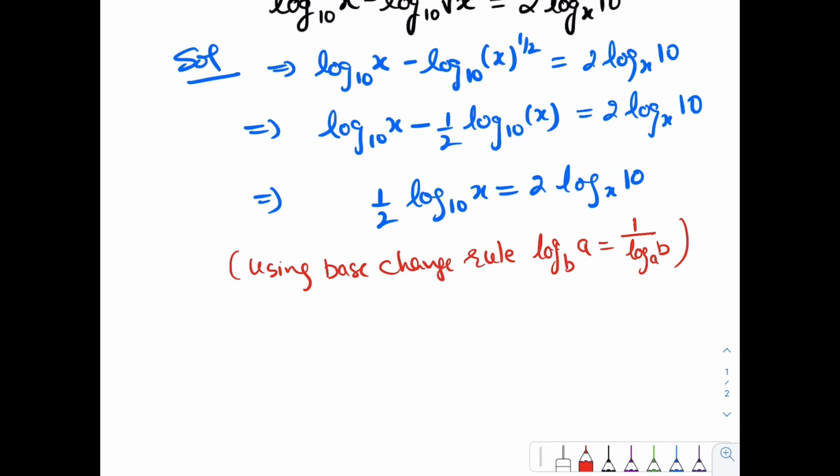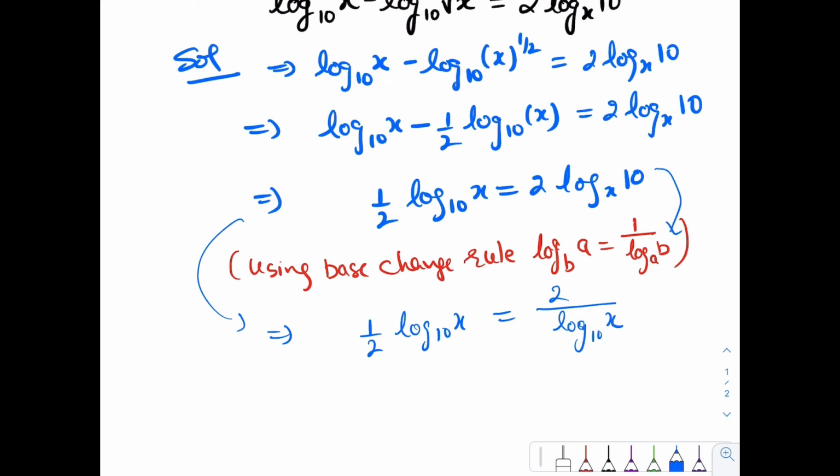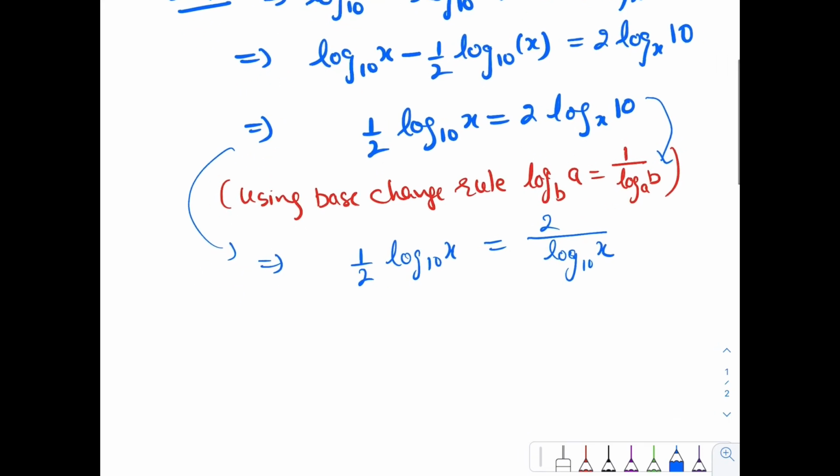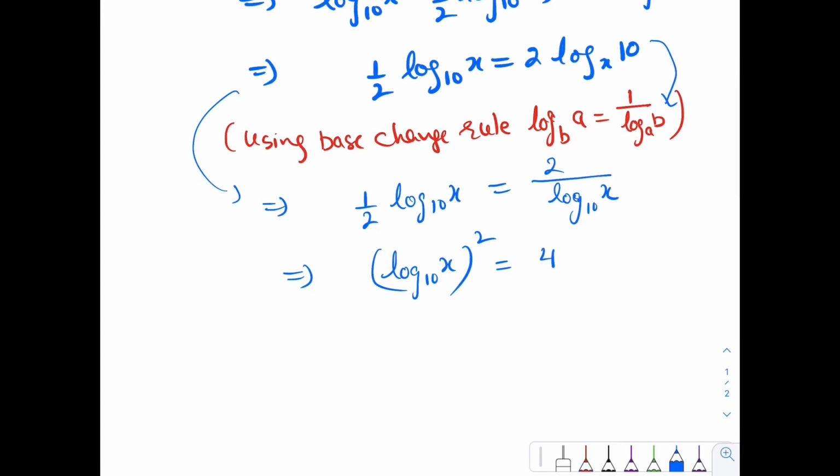So for this we can write 1 by 2 log base 10 x equal to 2 upon log base 10 x, using the base change rule. So this gives (log base 10 x) whole square equal to 4, and this implies log base 10 x equal to 2.